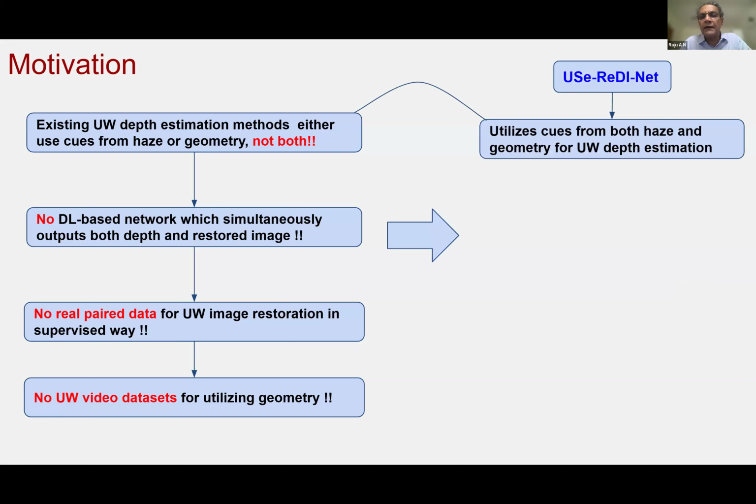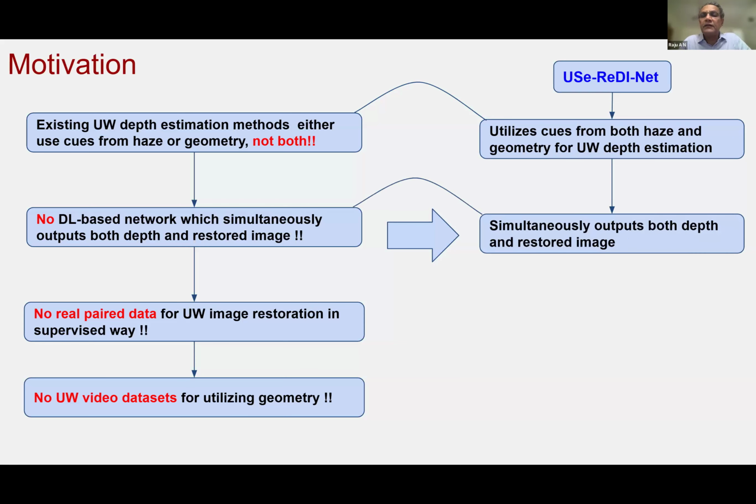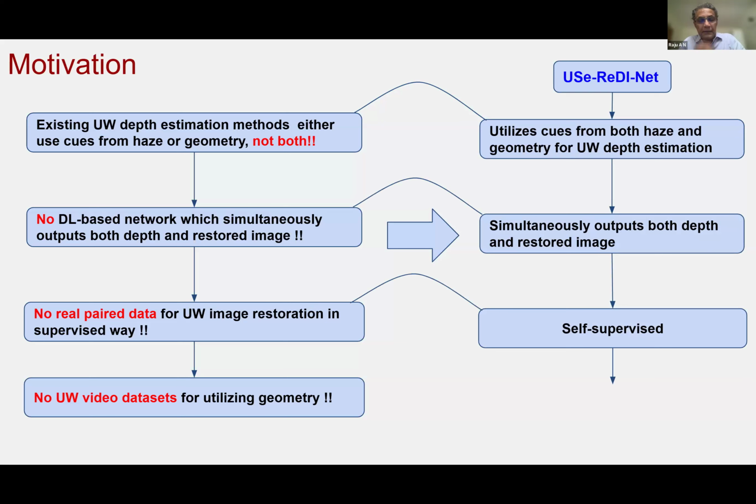So we went ahead, and this is the proposal that we had in our work at ICCV 2023, where we proposed a network which is an unsupervised, underwater self-supervised recovery of depth and image. That's what this network's name stands for. It interestingly utilizes cues from both haze and geometry for underwater depth estimation. As I said, it simultaneously outputs both depth and the restored image. It is completely self-supervised in the sense that we don't need ground truth at all. And as we know, it's not easy to get ground truth, especially in underwater situations.